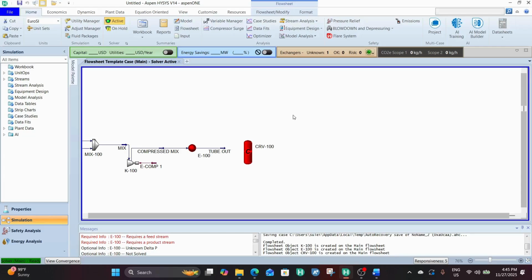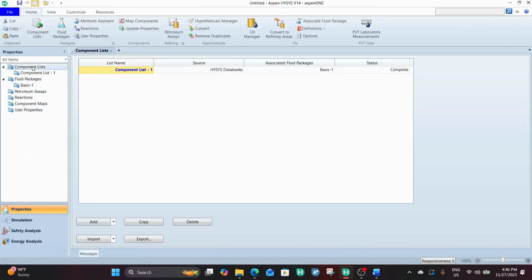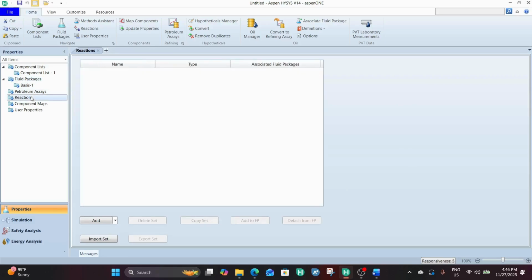To specify a reaction in Aspen Hysys, we go back to our properties. Remember, we have component list for selecting components, fluid package for selecting a fluid package, which is Peng Robinson in our case, and then reactions. That's the fourth option. This is where you specify reactions that you use inside reactors. Without specifying a reaction set, the reactor cannot carry out any reaction. It's just going to basically be a simple tank where you send in an inlet and you receive your outlet.